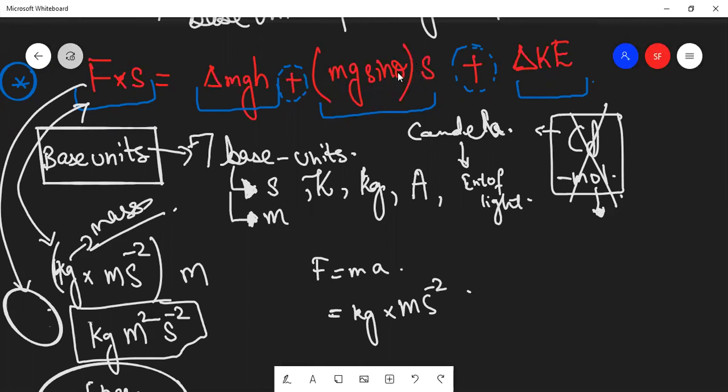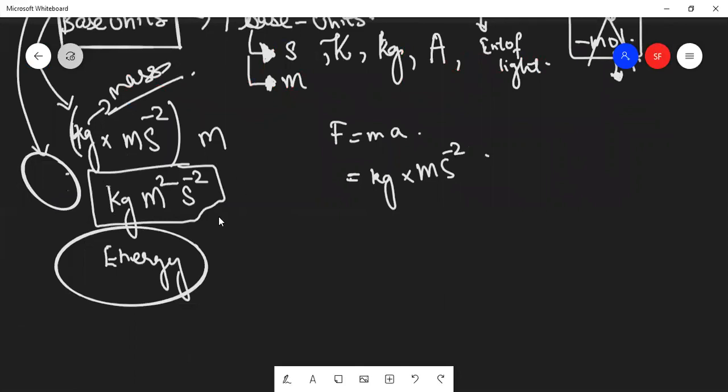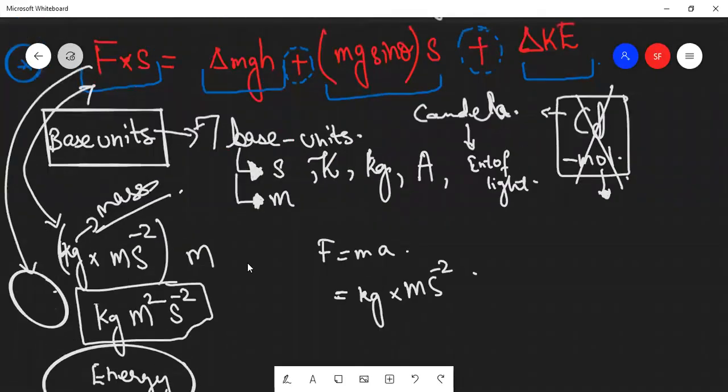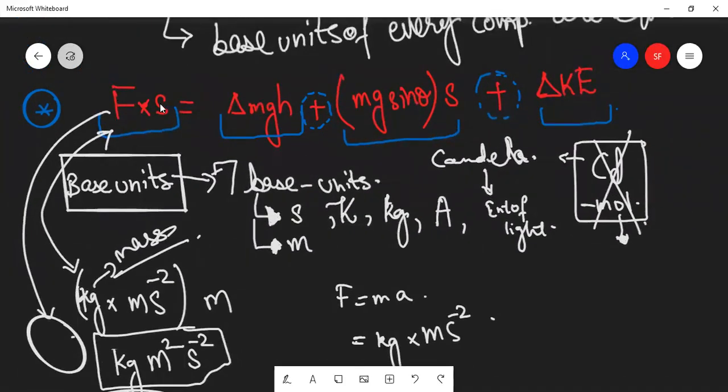Because mg sine theta is a force, and s is a distance, so force into distance means energy. Work done against resistive forces, right. And what about this? This is also an energy. So each of these components must also have the same base units, kg m squared s minus 2, as F into S, because these are also energies.